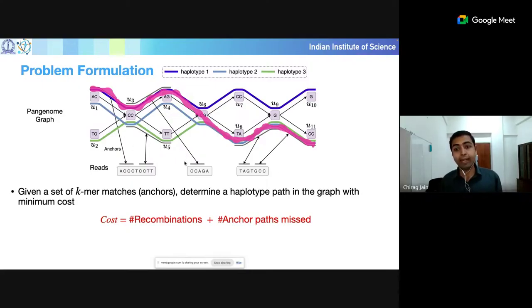But other anchors I have captured, because you can see that the anchor here and the anchor here have been included. The penalty of excluding this match would be accounted for. As a result, the number of recombinations in this case would be 1, and the number of k-mers missed in the inferred path is also 1. So in this particular example, the cost would be 2. So given this objective function, you want to determine the optimal haplotype path which minimizes the cost defined here. And the hope is that this optimal haplotype path would be the best representation of the target genome.